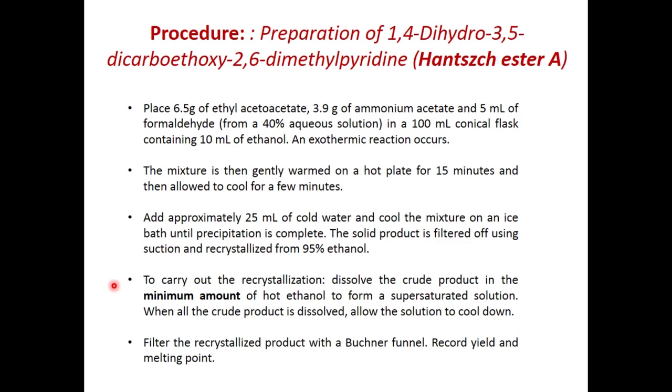To carry out the recrystallization, you dissolve the crude product in a minimum amount of hot ethanol to form a supersaturated solution. When all the crude product is dissolved, you allow the solution to cool down. A crystallization will occur and you filter the recrystallized product with a Buchner funnel. You record the yield and the melting point.